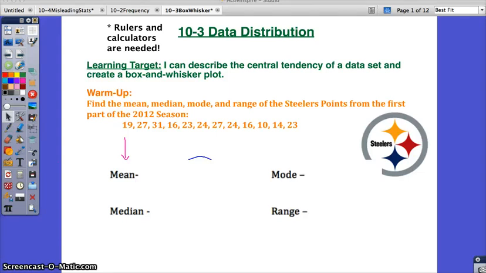10-3 is all about data distribution. So we're going to focus on the measures of central tendency. And by the end of the lesson today, I want you to be able to describe the central tendency of a data set and also create a box and whisker plot.